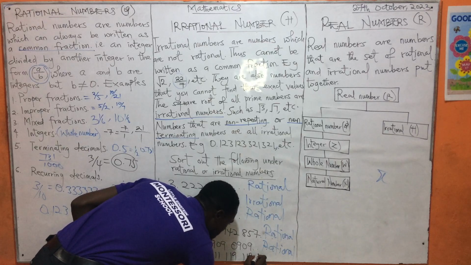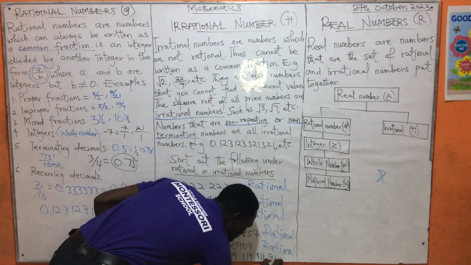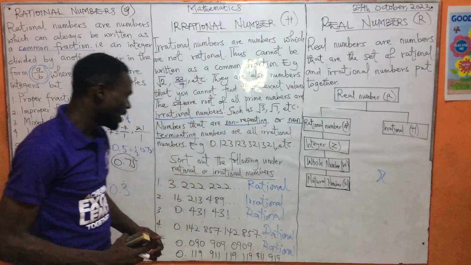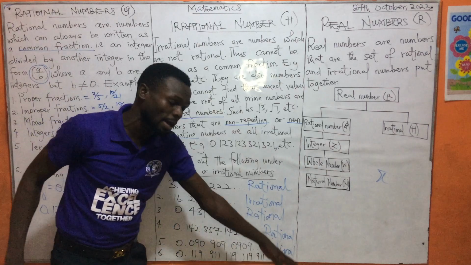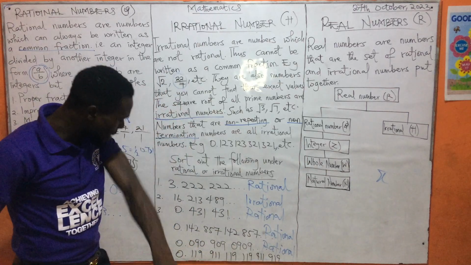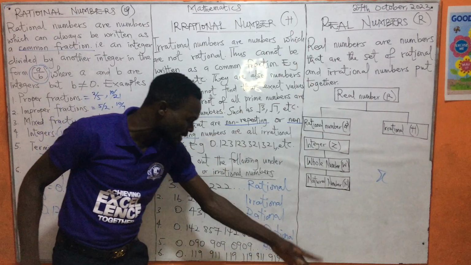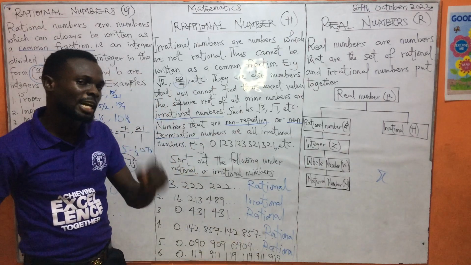Let's say 0.11991119119... Let's consider or check if this number is irrational. If it is irrational, comment on the comment section, or just write to us, and let us know whether it's rational or irrational.